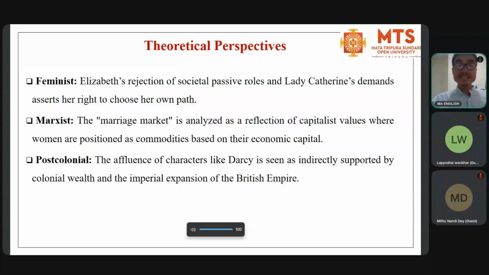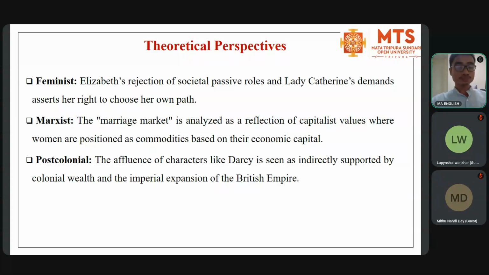Because of her rejection of the societal passive roles, in the sense that the system was that women were to play passive roles. Passive roles means that when a male person offers a proposal, the girls usually did not have the right to turn it down. They were bound to accept the proposal. But Elizabeth defies those social rules, and she rejects multiple marriage proposals.